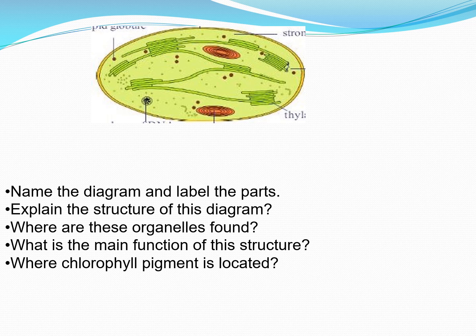Last question, where is chlorophyll pigment located? Chlorophyll pigment is located on the walls of thylakoid membrane, or inside the walls of thylakoid membrane.